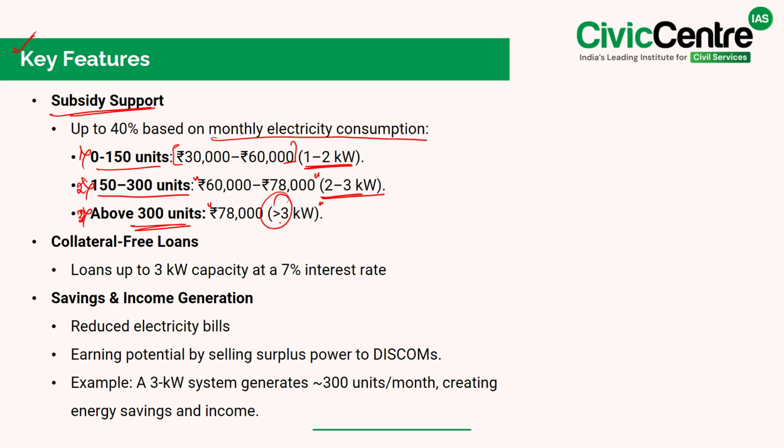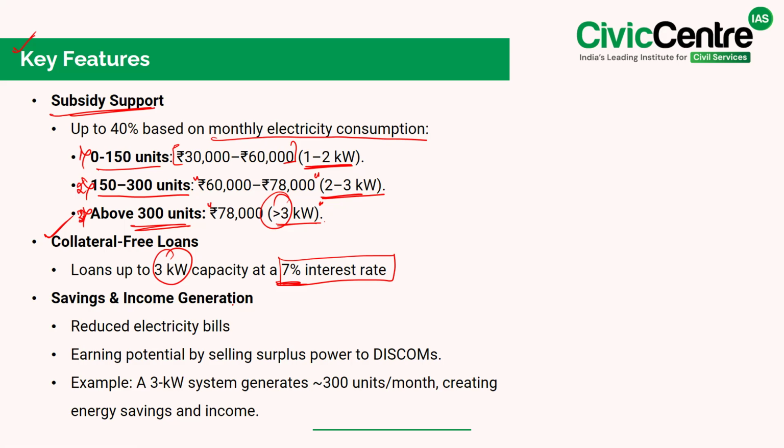capacity. And to further ease the adoption of solar energy, the scheme offers collateral-free loans for households installing solar panels up to 3 kilowatts capacity. And with an affordable interest rate of 7%, this financing option ensures that solar energy remains accessible to a wider population, particularly in rural and middle income households.